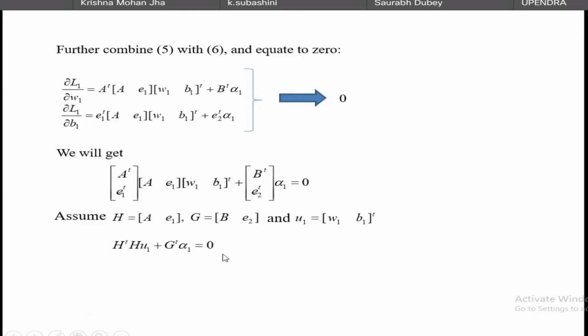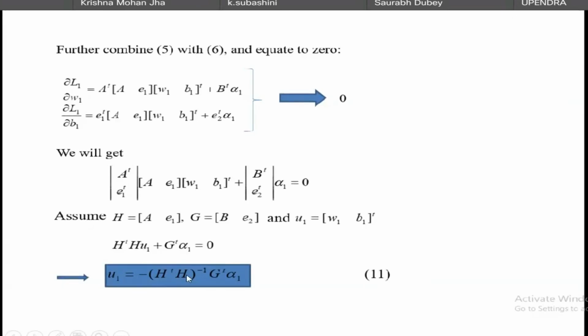So you will get this one, and from here we can find out U1. U1 is nothing but minus H transpose H inverse. Obviously, this will go to this side, so minus G transpose alpha 1, and this H transpose H you take to the right side, that will be H transpose H inverse. So ultimately what you get is U1 equal to this.